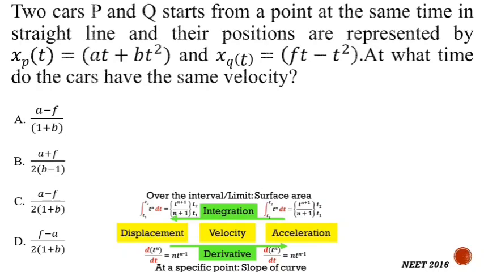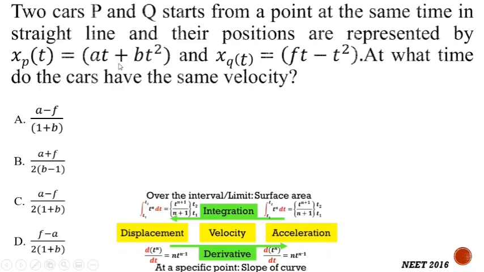Two cars P and Q start from a point at the same time in a straight line and their positions are represented by xp as a function of t equal to at plus bt square, and xq as a function of t equal to ft minus t square. At what time do the cars have the same velocity?